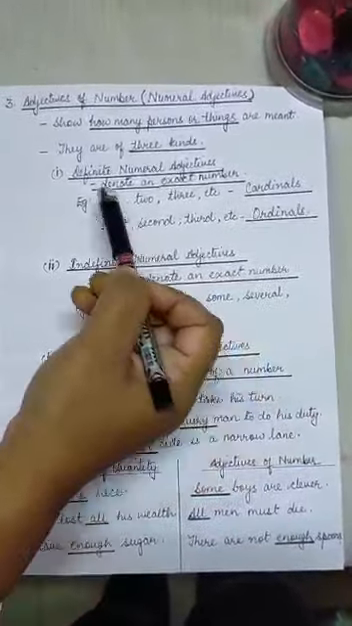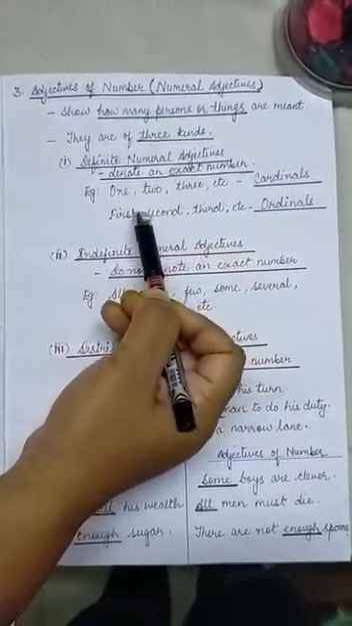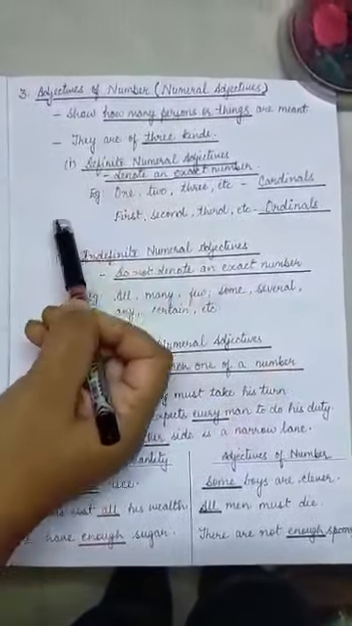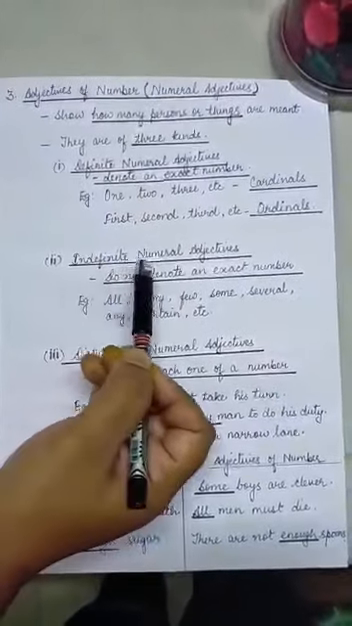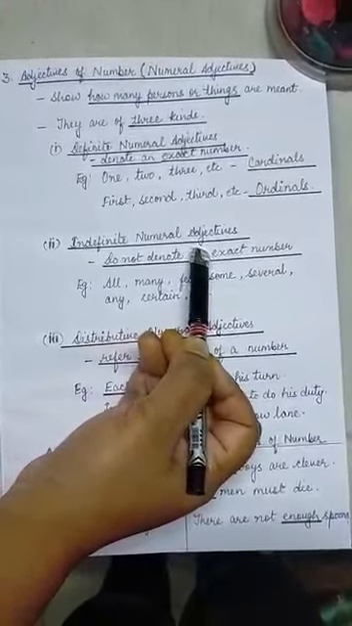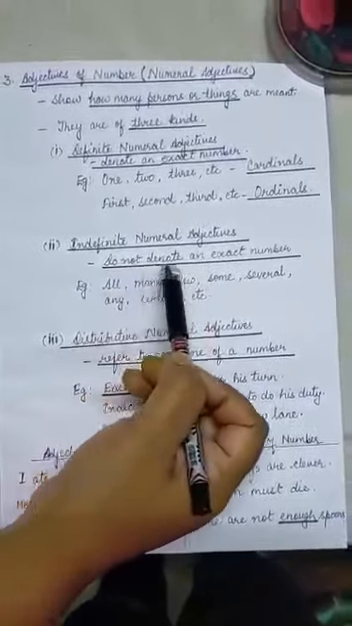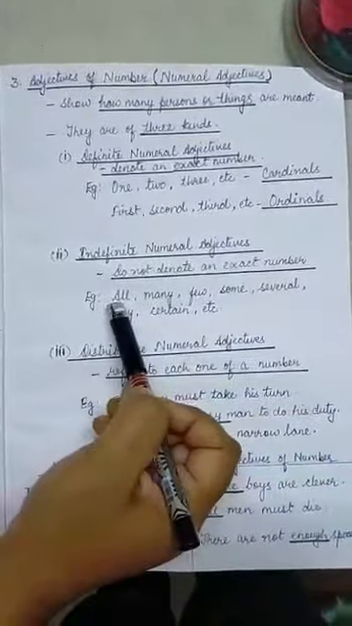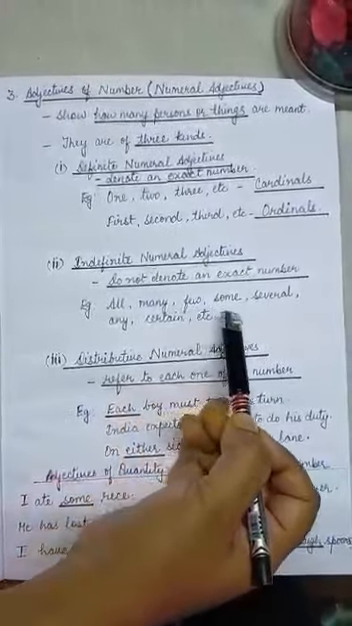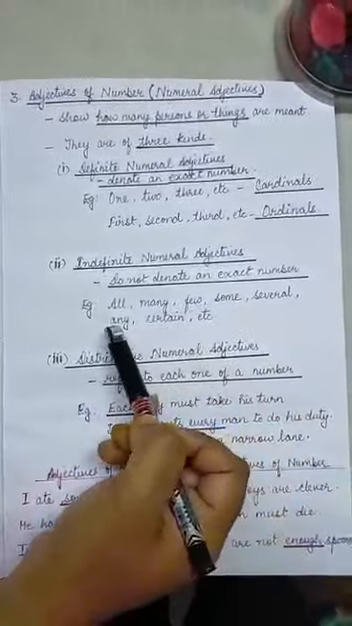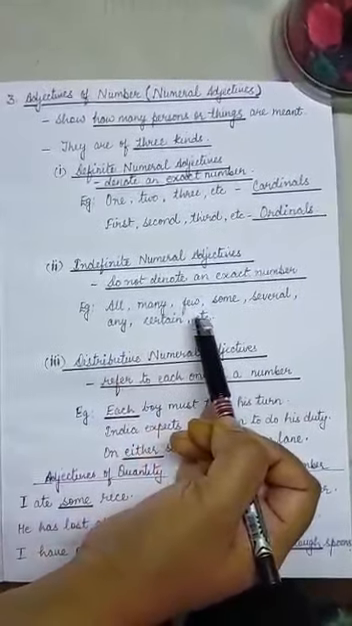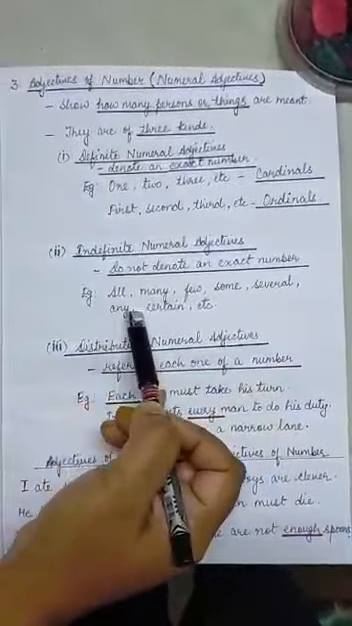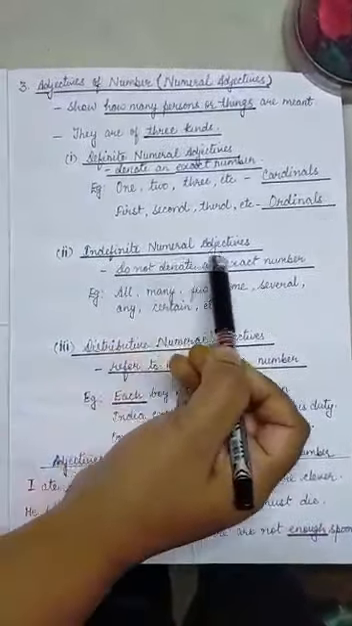So why are they called definite numeral adjectives? Because they are telling you a definite number or exact number. The second kind of numeral adjectives are indefinite numeral adjectives. And why are they called so? Because they do not denote an exact number of a noun. For example, all, many, few, some, several, any, certain, etc. So you are not getting the exact number of a noun. That is why they are called indefinite numeral adjectives.